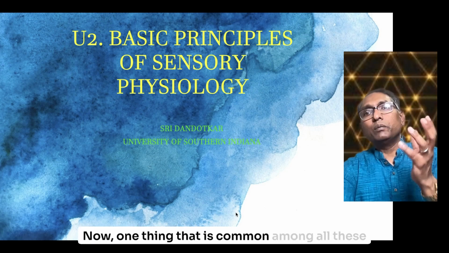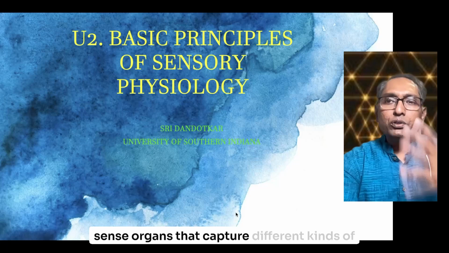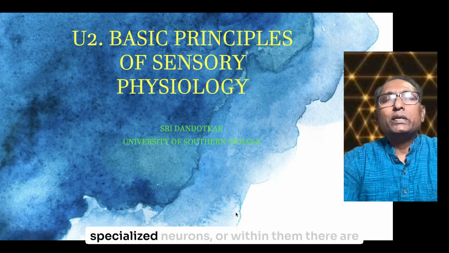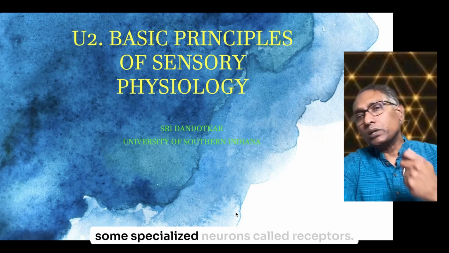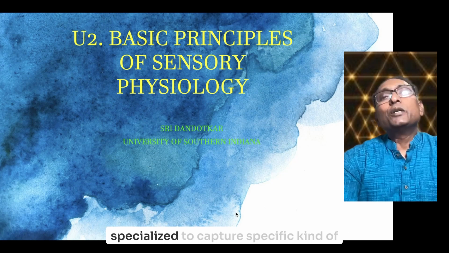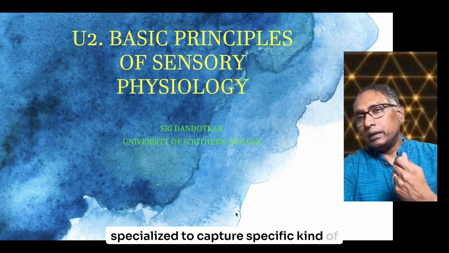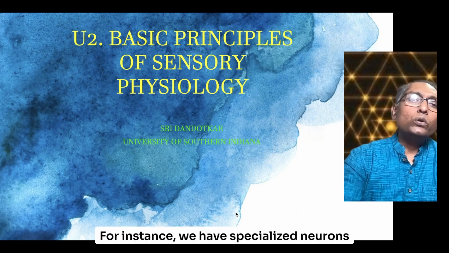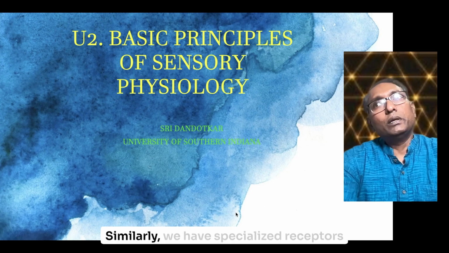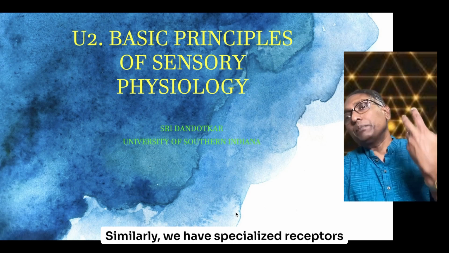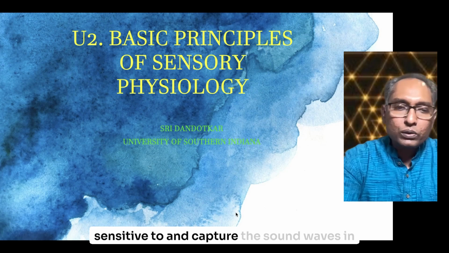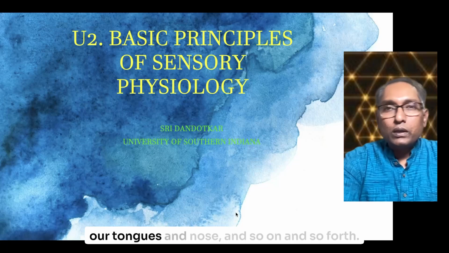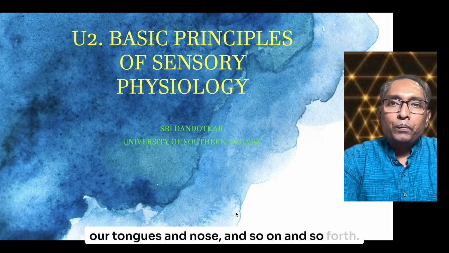Now, one thing that is common among all these sense organs that capture different kinds of external energy is that within them there are specialized neurons called receptors, specialized to capture a specific kind of external energy. For instance, we have specialized neurons called photoreceptors in our eyes. Similarly, we have specialized receptors sensitive to sound waves in our ears, and specialized neurons called chemoreceptors in our tongue and nose, and so on.